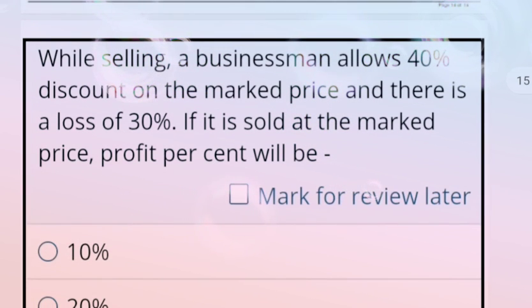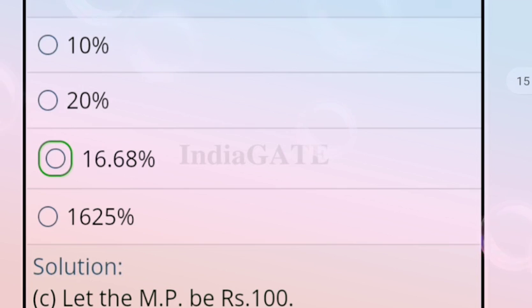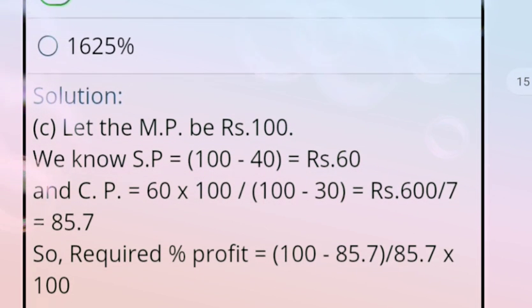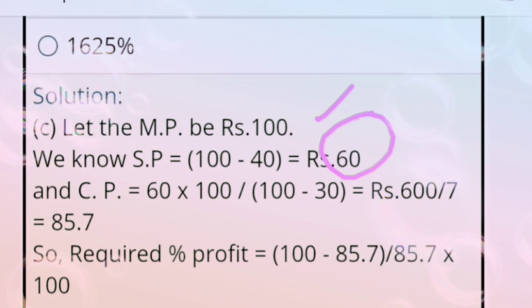While selling, a businessman allows 40% discount on the market price and there is a loss of 30%. If it is sold at the market price, the profit percent will be. The correct answer is option C, that is 16.68%. Now come to the solution of this question. Let the market price be 100 rupees. We know that SP is equal to 100 minus 40, which is the percentage of discount. After giving the discount, we get SP 60, and the cost price is going to be 60 into 100 upon what?